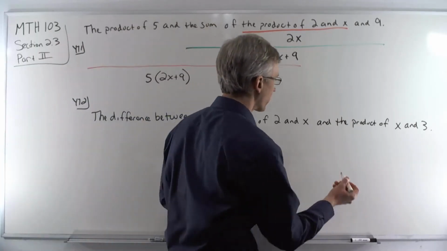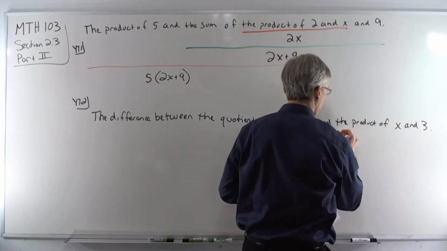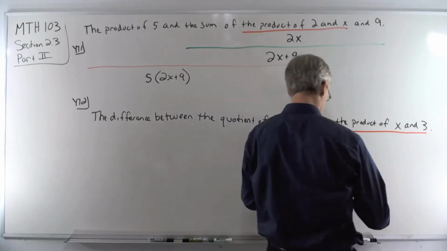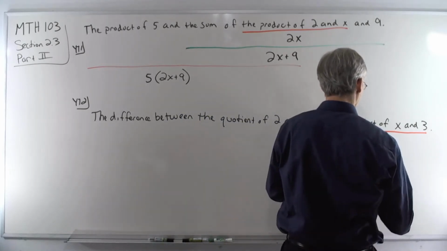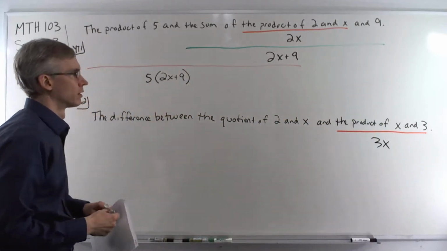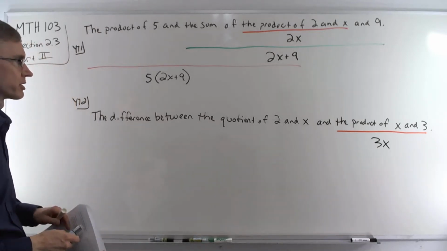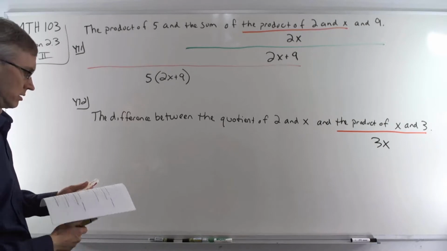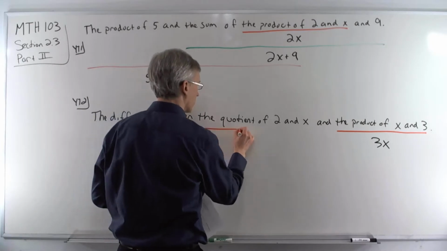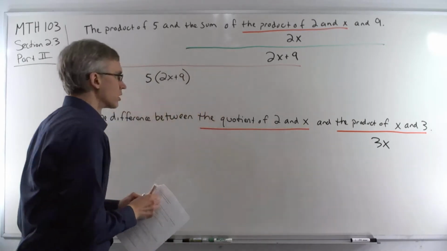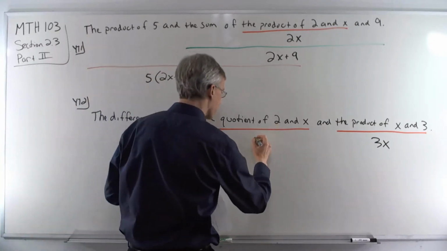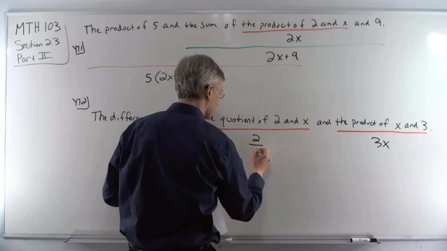So we've got a simple expression down here, the product of x and 3. So that's x times 3. Traditionally, we put the number first, so that's 3x. Now we've got another simple expression here, and that is the quotient of 2 and x. Quotient is division. 2 is the first number mentioned, so that goes on top. x is the second, so that goes on the bottom.